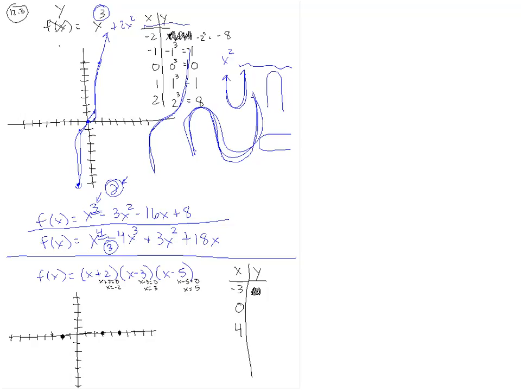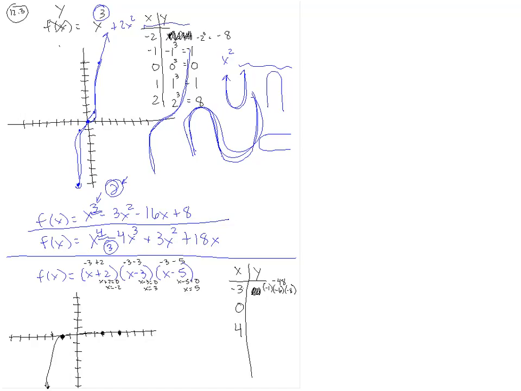All right, so plug in a negative 3. Negative 3 plus 2, negative 3 minus 3, negative 3 minus 5. Negative 3 plus 2 gives me negative 1 times negative 6 times negative 8. That's going to give me negative 48, which means when x is negative 3, y is negative 48, somewhere way down here. So it's coming up.